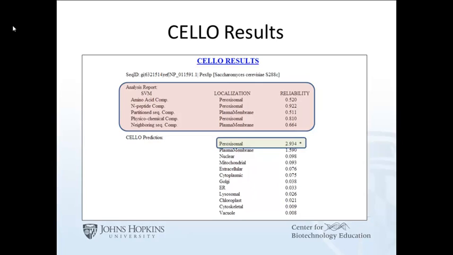Cello is an example of a jury prediction strategy. The consensus of the jury, based on the results of the 5 different predictions, suggests strongly that this protein goes to the peroxisome. Do a web search for PEX proteins, P-E-X proteins. That will give you a good idea of where this protein actually goes.